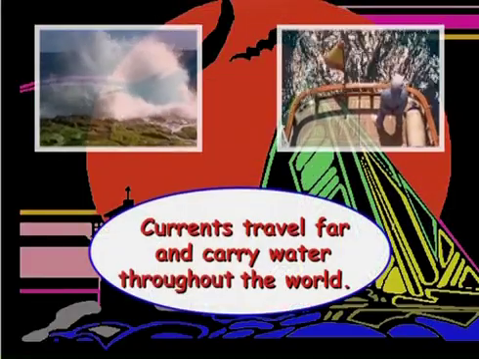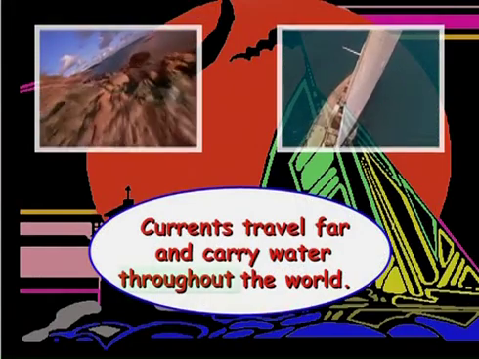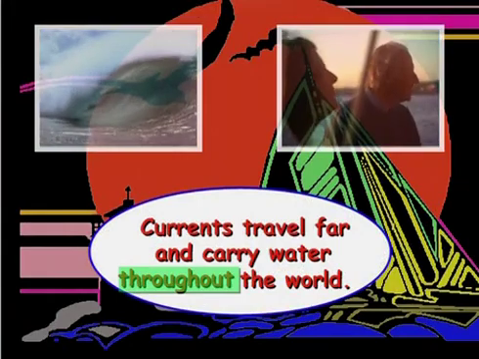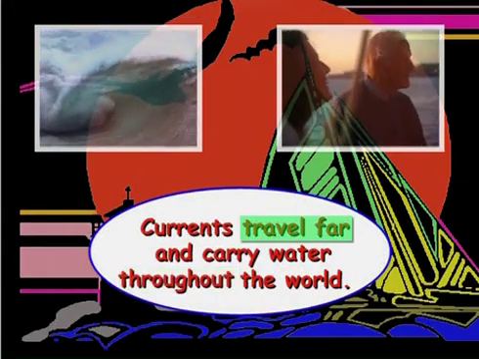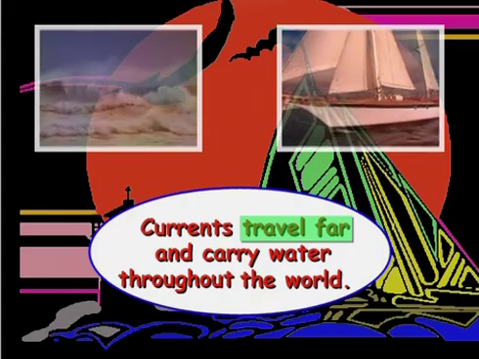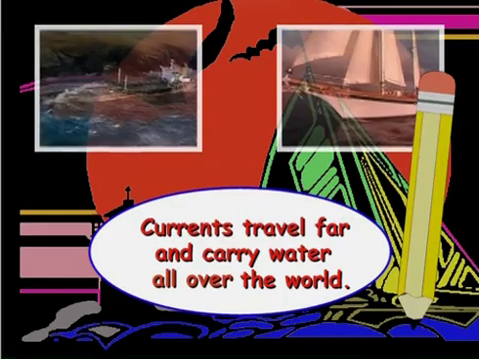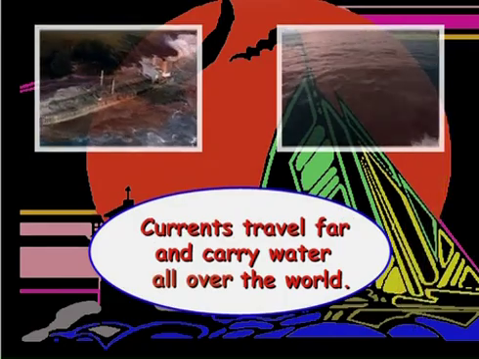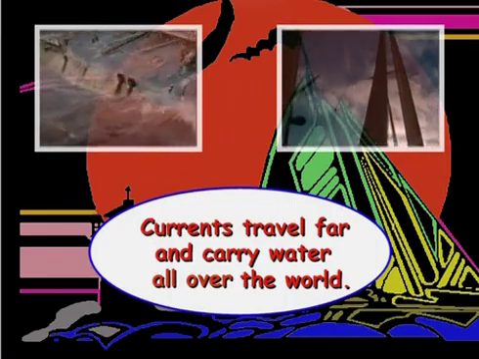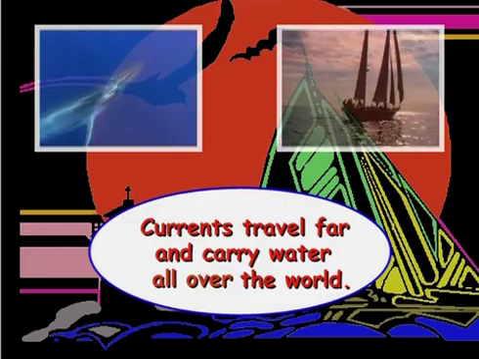Currents travel far and carry water throughout the world. If you don't know what the word throughout means, you can look at the other words in the sentence for help. The words travel far provide a clue. If something travels far, it goes all over. Replace the word throughout with the words all over. Currents travel far and carry water all over the world. Does the sentence make sense? The word throughout means all over.